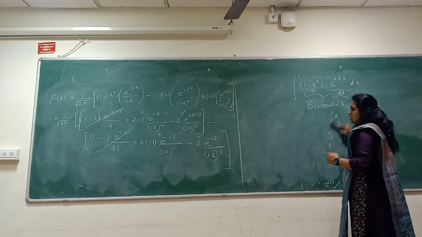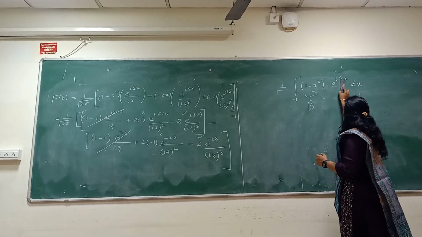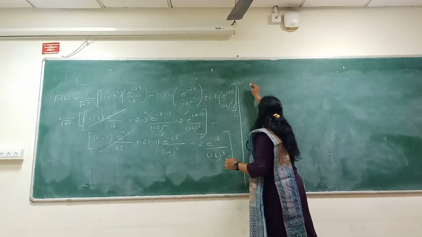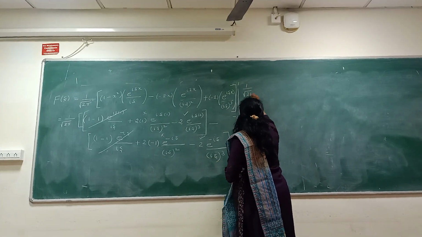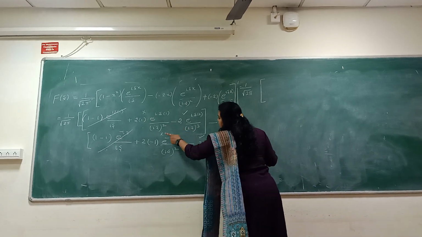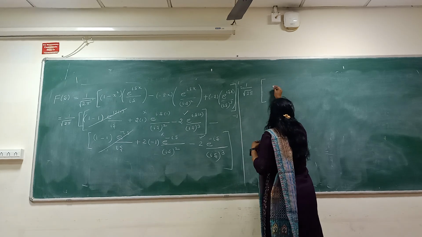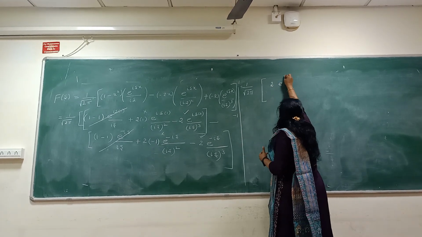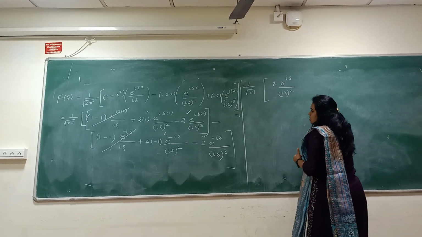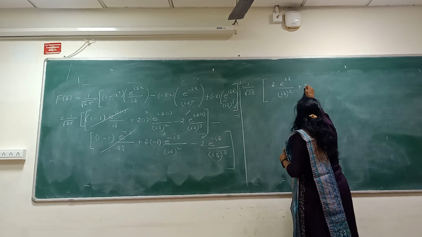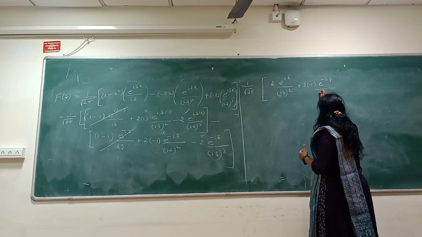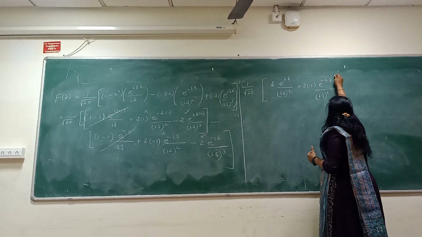The terms can be compared easily by looking into the square term first, then the cubic term. So which is 1 by root of 2 pi. So I put the cross mark here is for the square term. So 2 into e to the power is divided by is the whole square, plus 2 into minus 1 e to the power minus is divided by is the whole square. So put the bracket here.